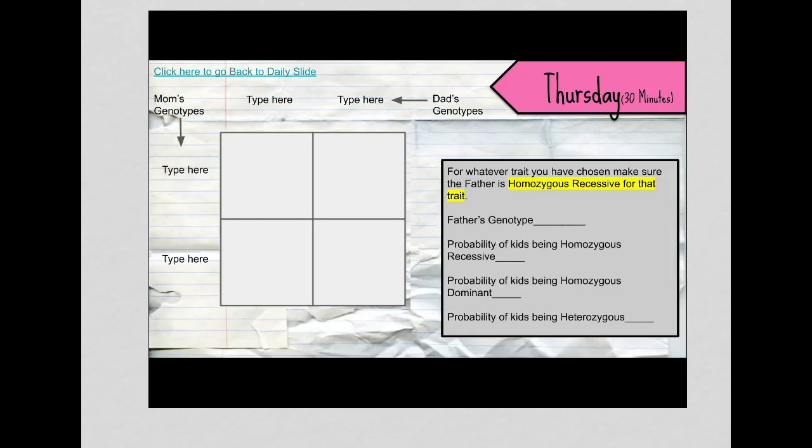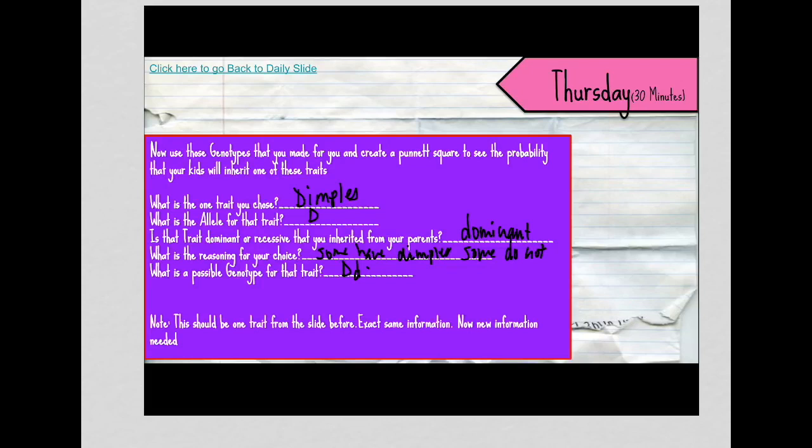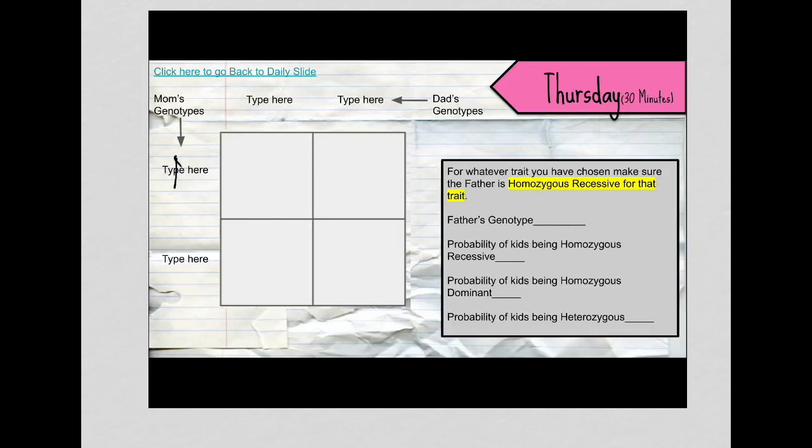All right. So now I'm going to plot these, okay? So my genotypes, because this is my child, I'm going to use this one. So capital D, lowercase d. Okay, so you would actually type it in there. But anyways, so it says, for whatever trait you have chosen, make sure the father is homozygous recessive for that trait. So if he is homozygous recessive for the dimples trait, that means he is going to have a genotype of lowercase d, lowercase d. So let's write that here, lowercase d, lowercase d.